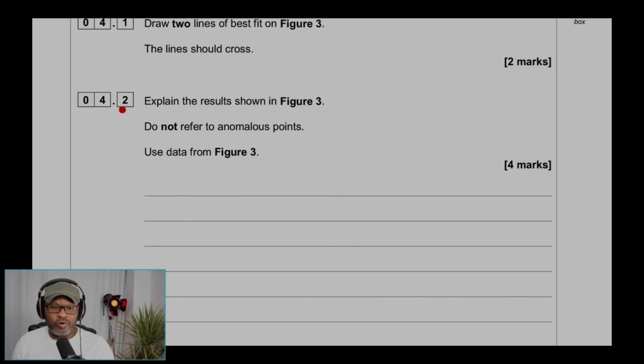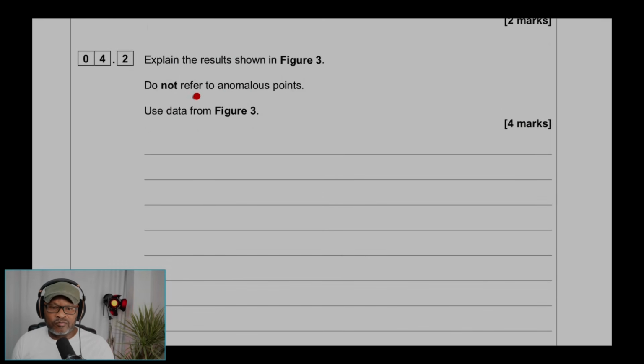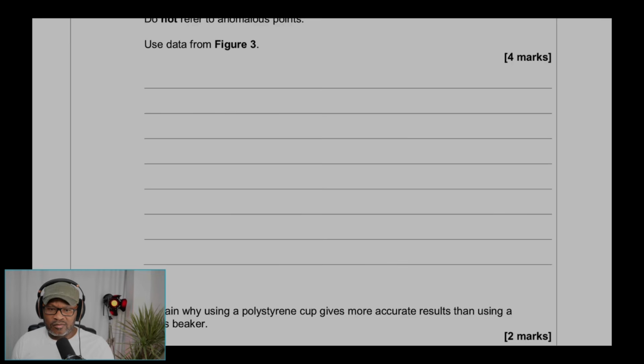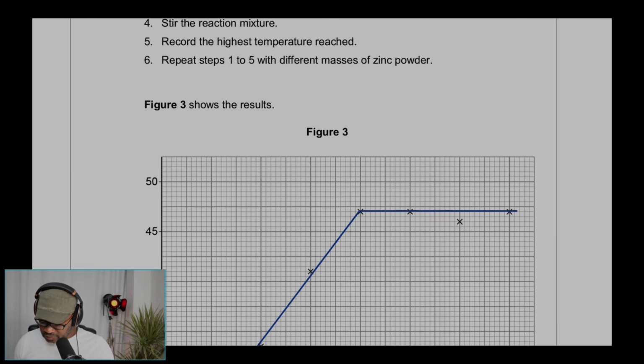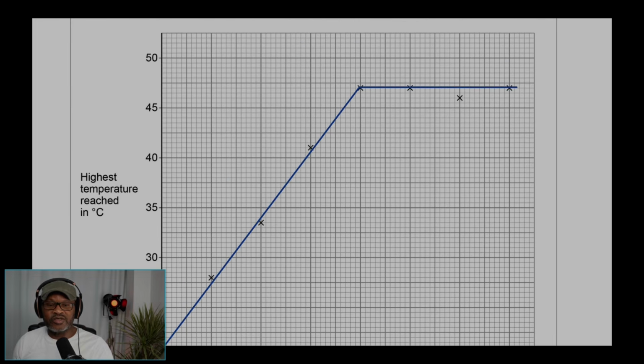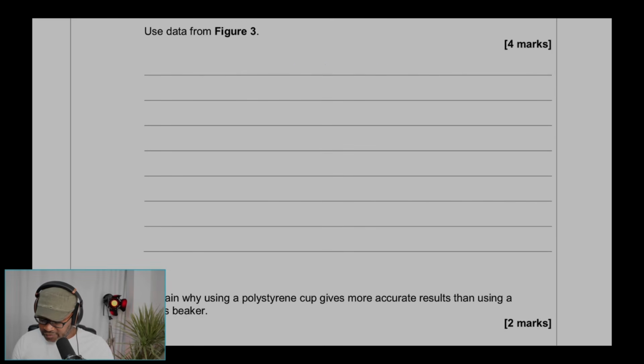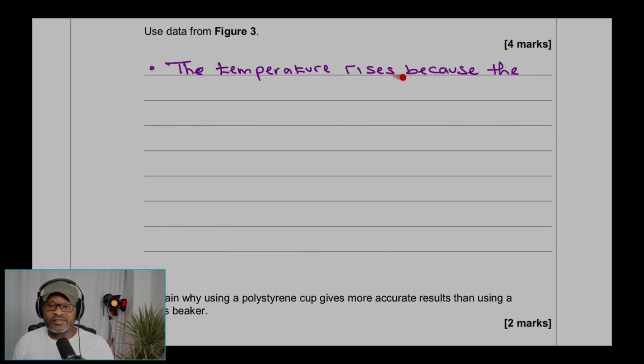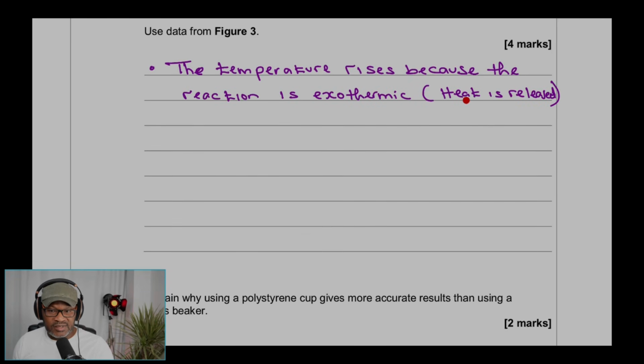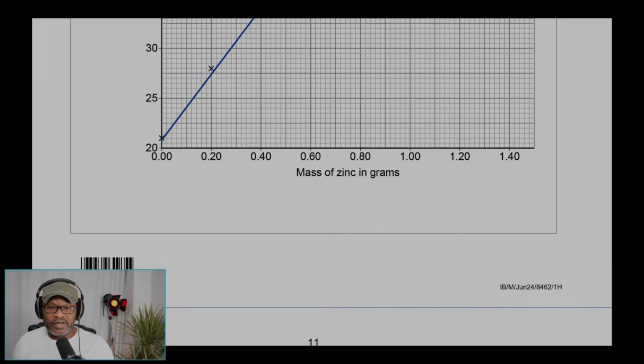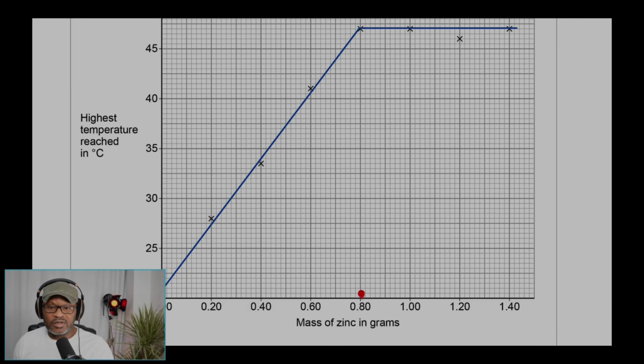And 4.2, explain the results shown in figure 3. Do not refer to anomalous points. Use data from figure 3. Okay, so we can see the data we're using here. We're using those data here. And the first point will be the temperature rises because the reaction is exothermic. That means heat is released until 0.8 grams of zinc is being added. So 0.8 grams is a point here. There you go, that point.